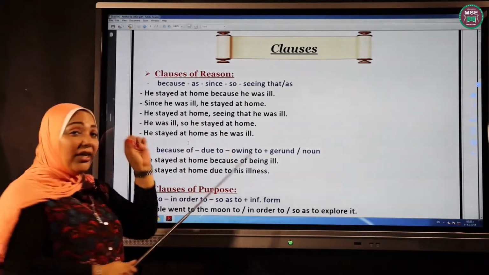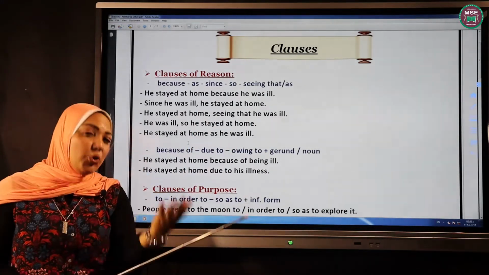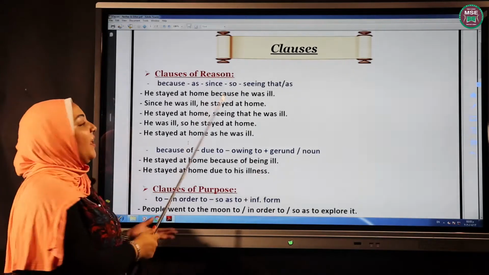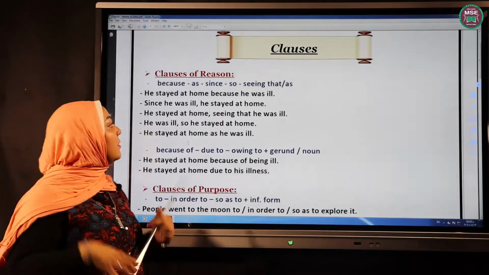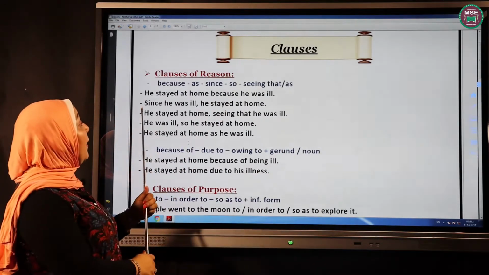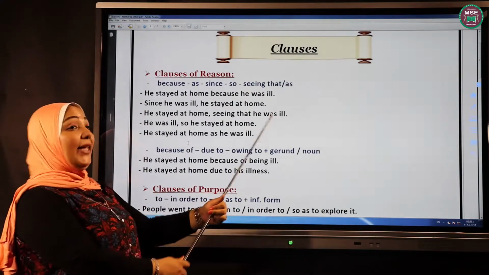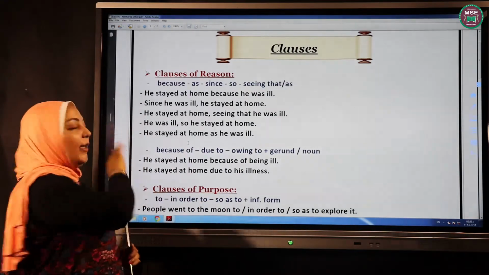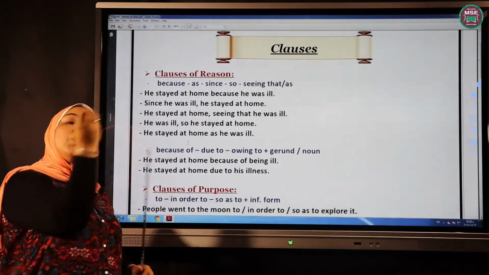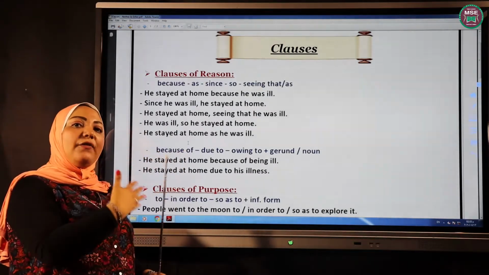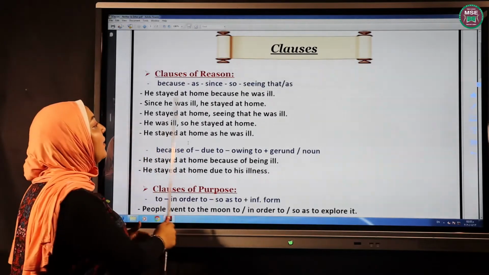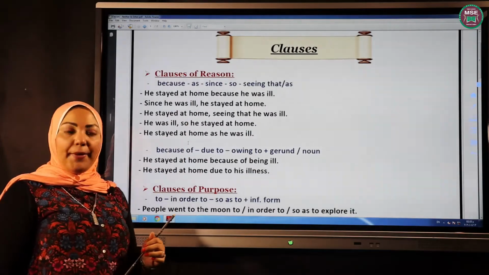But there is a slight difference between them, which is the punctuation mainly. As you see, because doesn't have any commas. Since can be used at the beginning or at the end, and like any other conjunction, once we start with the conjunction at the beginning of the sentence, you have to separate the two clauses with a comma.